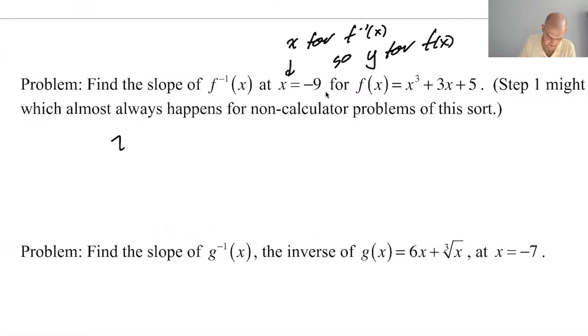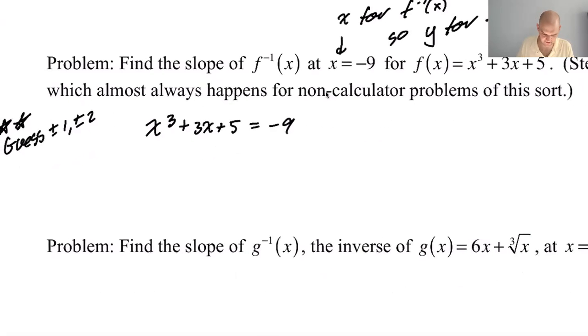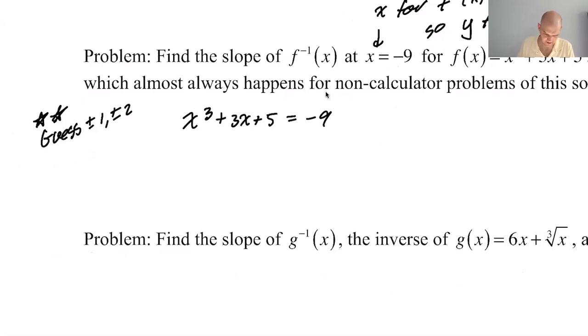So I just solve this: x cubed plus 3x plus 5 equals -9. But since I'm just going to guess, I usually start by guessing plus or minus 1, plus or minus 2, maybe plus or minus 3. Honestly, it's almost always one of those. Here I'm thinking it's going to have to be a negative, so let's go with -2. -8 minus 6 is -14, plus 5 is -9. So x is -2, and that was definitely a guess, but it's always going to work.